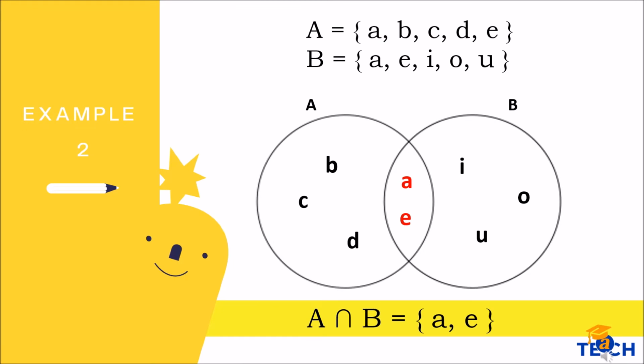For a second example, we have letters. Set A is composed of letters A, B, C, D, and E, and then set B is composed of vowels A, E, I, O, and U. So, to find the intersecting letters between set A and B, we use the Venn diagram, and we can see that letters A and E are both present in set A and in set B. Therefore, A intersection B is equal to A and E.